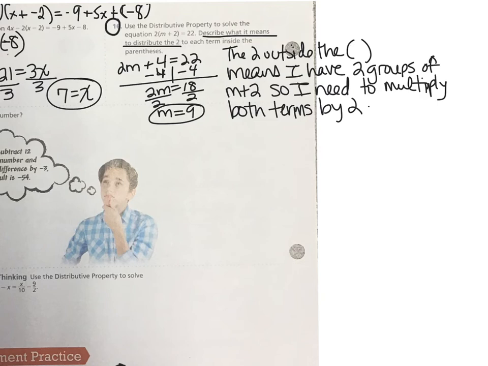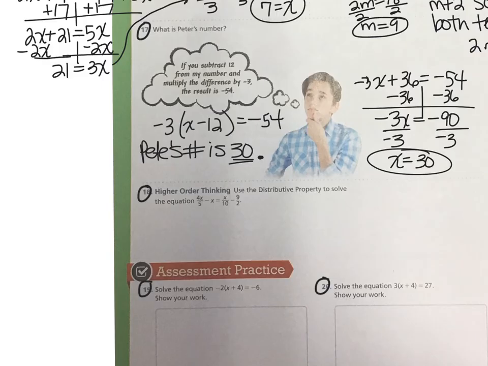This one was pretty simple to solve, but the question does ask you to describe what it means to distribute the 2 to each term inside the parentheses. So don't forget that the 2 outside the parentheses means that you have 2 groups of the m plus 2, so that's why you multiply both of those terms by 2, and that's in order to get 2m plus 4. And there you have number 17.